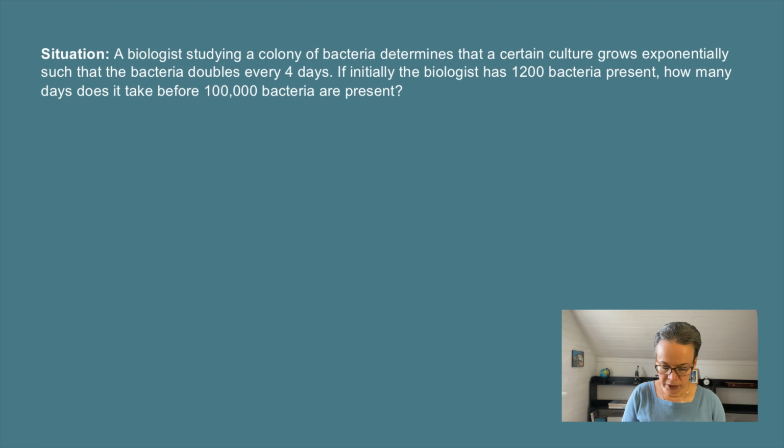In this particular situation, we have that a biologist studying a colony of bacteria determines that a certain culture grows exponentially, such that the bacteria doubles every 4 days. If initially the biologist has 1,200 bacteria present, how many days does it take before 100,000 bacteria are present?